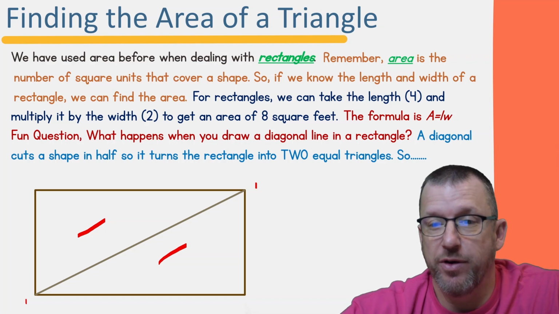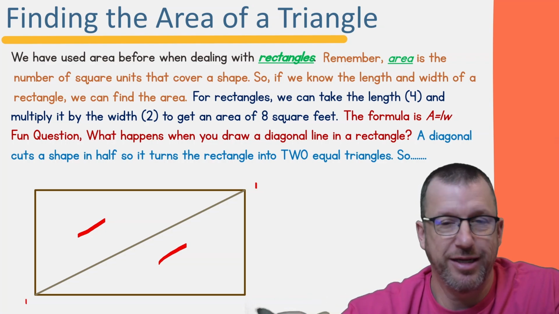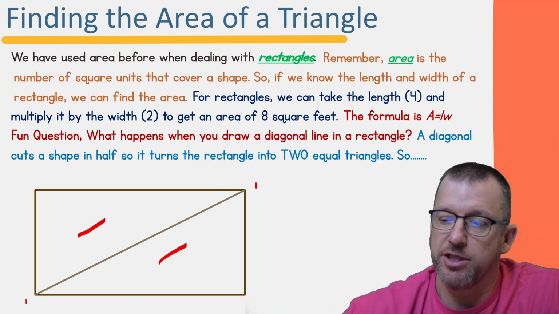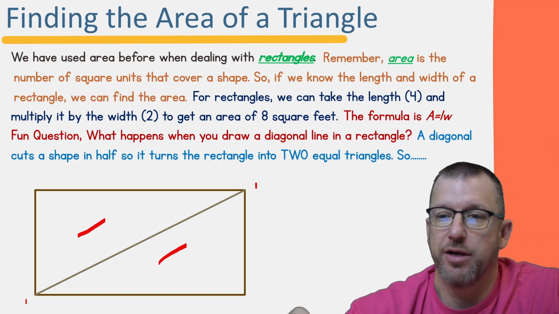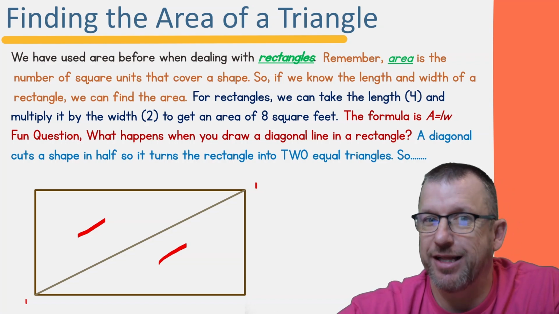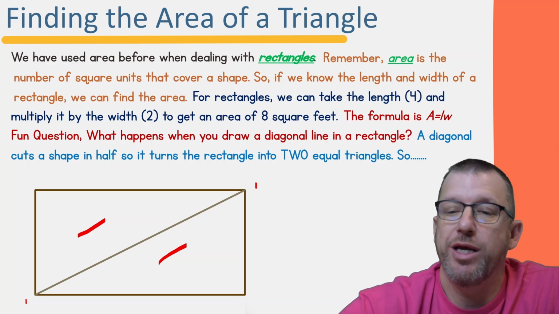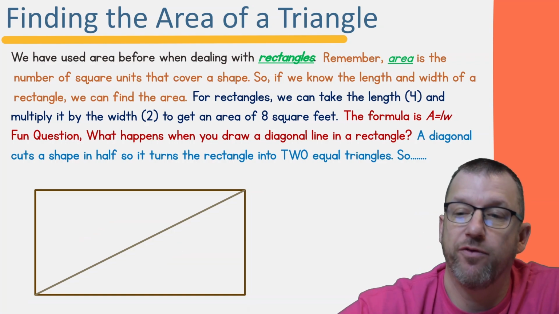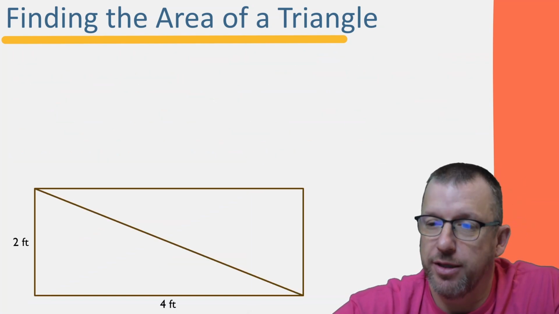It cuts them in half. We could rotate them and turn them around. And if you did this on a piece of paper and you cut a piece of paper diagonal from one corner to the other, you could flip the paper around and rotate it, and you would see that those 2 triangles are exactly the same shape. So in other words, we cut the rectangle in half to form 2 equal triangles.